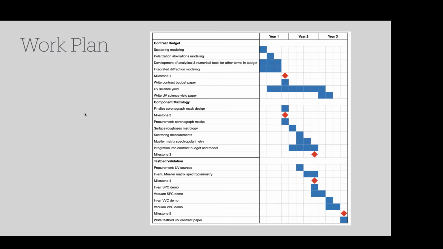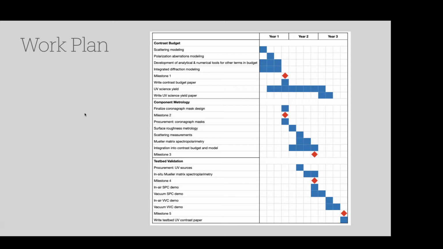So I guess one of the other possibilities to do high contrast UV is to use a star shade. I'm wondering what some of the advantages are to doing coronagraphy rather than using a star shade. I suspect it's the same advantages as at visible wavelengths, which is that star shades are really expensive, and you can't test them prior to building the full thing.